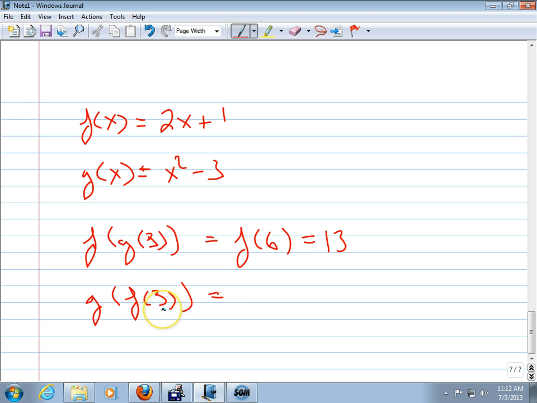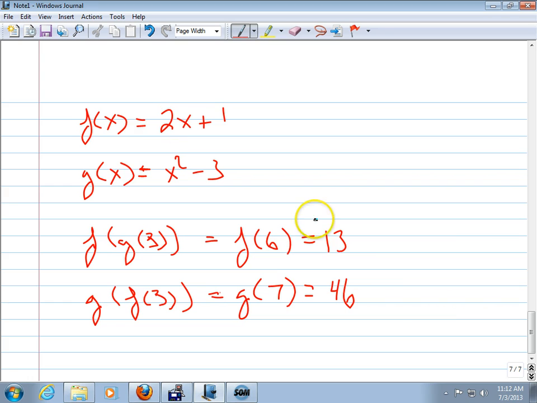Plug in 3 where? Into here. So 2 times 3, 6 plus 1, 7. So now I have to plug in 7 into G. So 7 squared, 49 minus 3, 46. So it's not commutative. Not always. Sometimes it is. We'll talk about that.